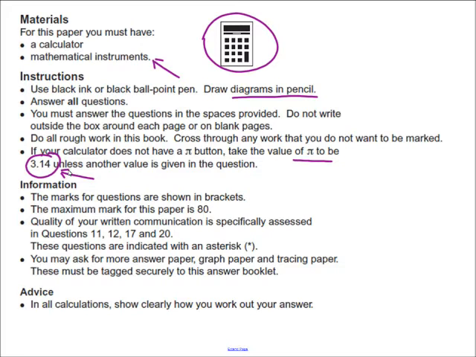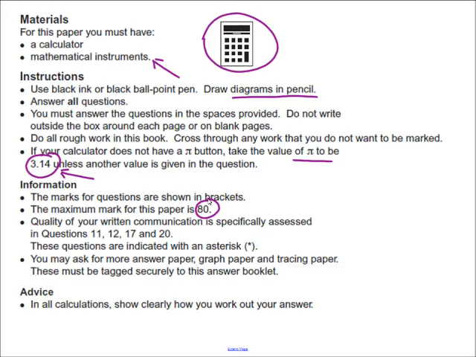Under information, the marks for the questions are shown in brackets, so have a look at those and make sure you've got enough working out to get all the marks. The maximum mark is 80, so in 90 minutes that's a mark a minute, and it gives you 5-10 minutes at the end to check your questions.